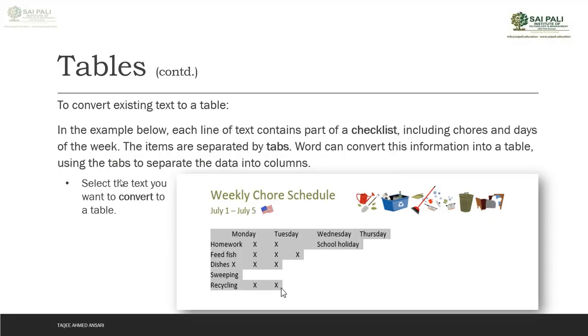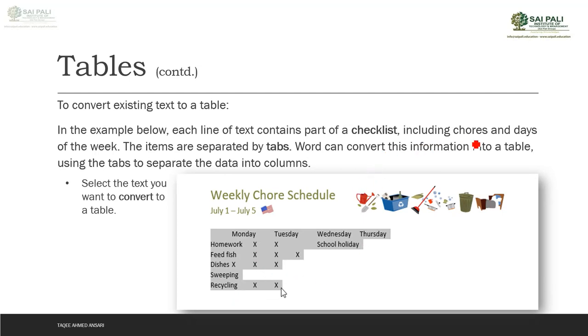Next, you can convert existing text into a table. To convert existing text to a table, in the example below you can see that each line of the text contains part of a checklist. Like these are the lines and they have some checklist, like to do some work, we have decided Monday, Tuesday, Wednesday and Thursday, I will do homework or feed fish, dishes, sweeping, clean, recycling. So I will do or not do, I have a checklist like this.